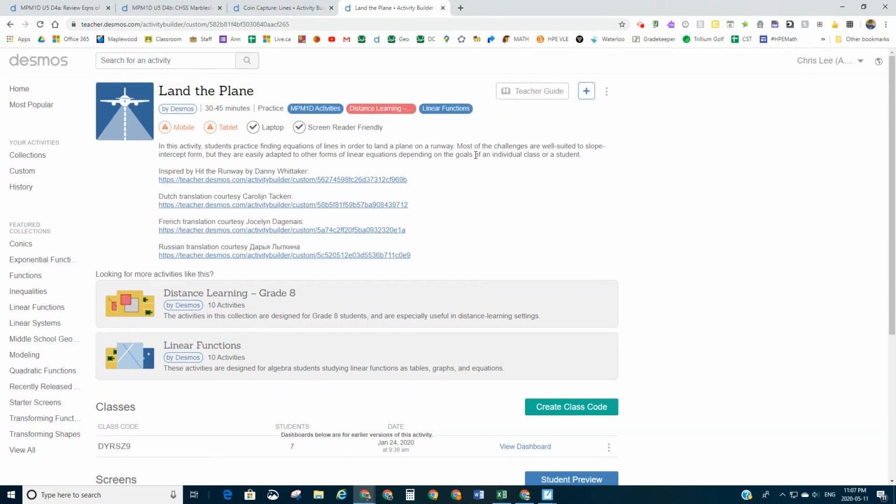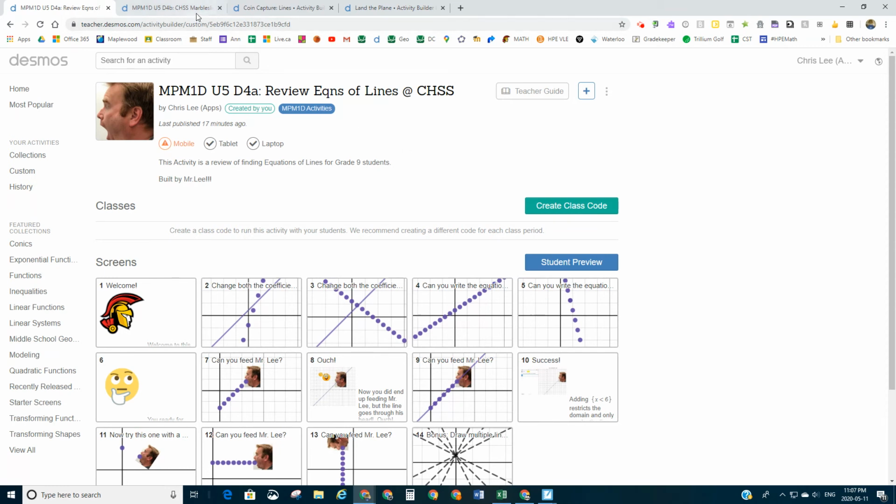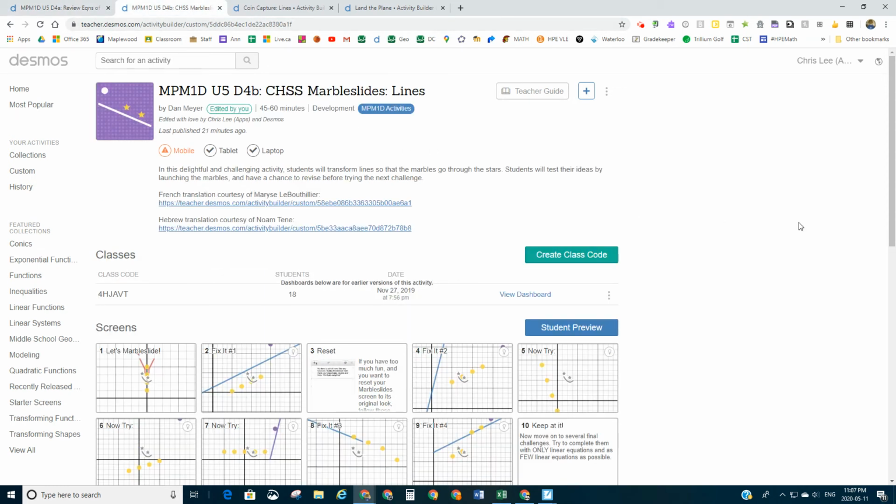So today's all about Desmos and really having some fun with these activities. The more you play, the more you're going to learn, and the more you're going to get better at equations of lines. So have a lot of fun with the Desmos activities today, and we'll talk to you soon.